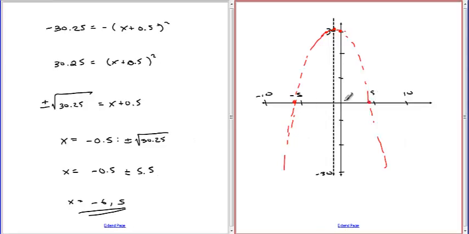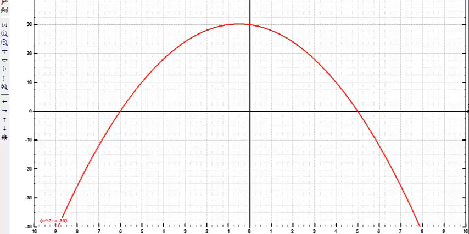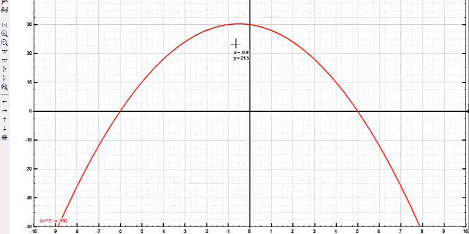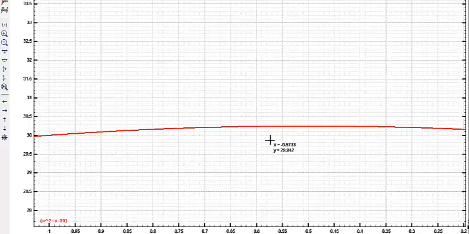So you can imagine making that slightly different. This will be 6, and this will actually go through there. And if we go back to the graph, you'll see now it works. So here's the vertex at 30 point whatever. What was it? 30.25. Okay, so if we zoom in right there, you'll see the maximum is right here. 30.25. Okay.